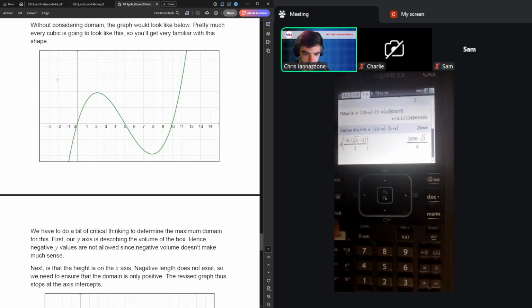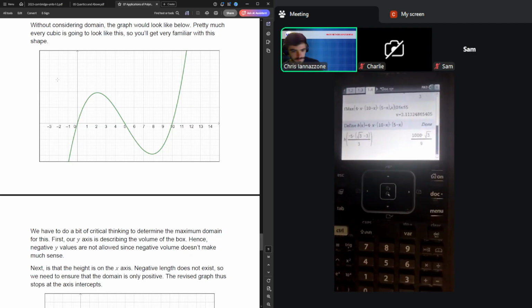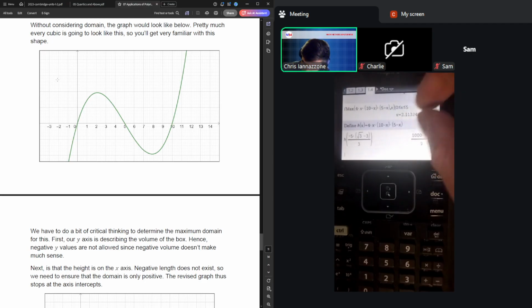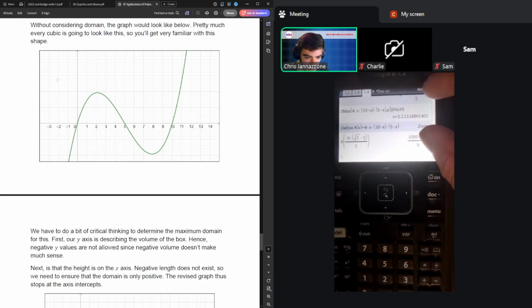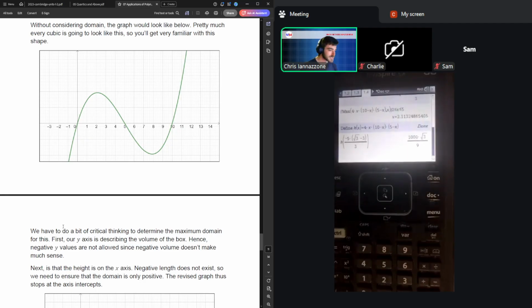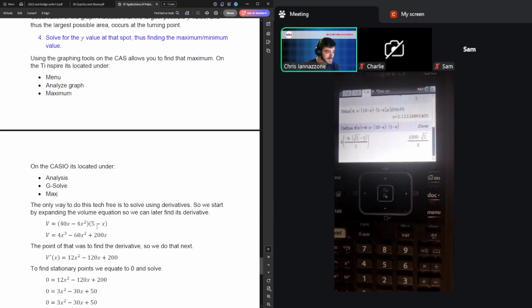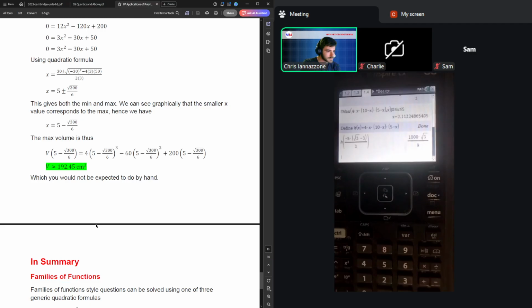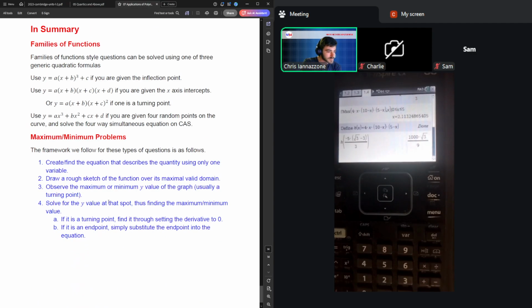And again, you get another exact answer. The Casio would give you both of these things. It would give you the exact x and the exact y. The exact y is what you want, because that is the maximum of the graph. And that's it. So that's all you ever do.